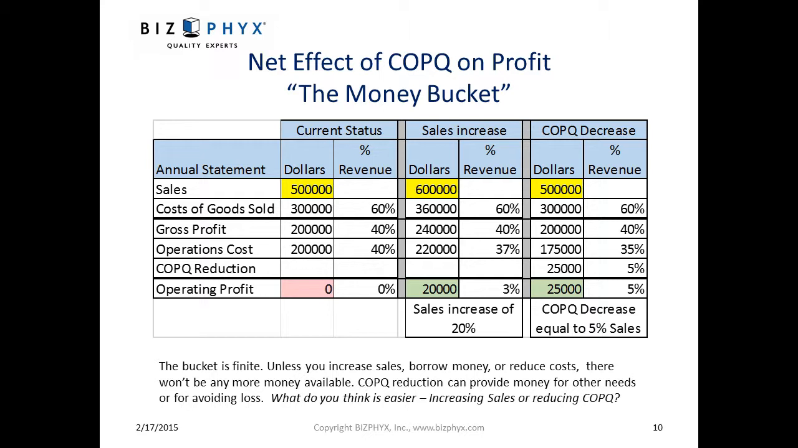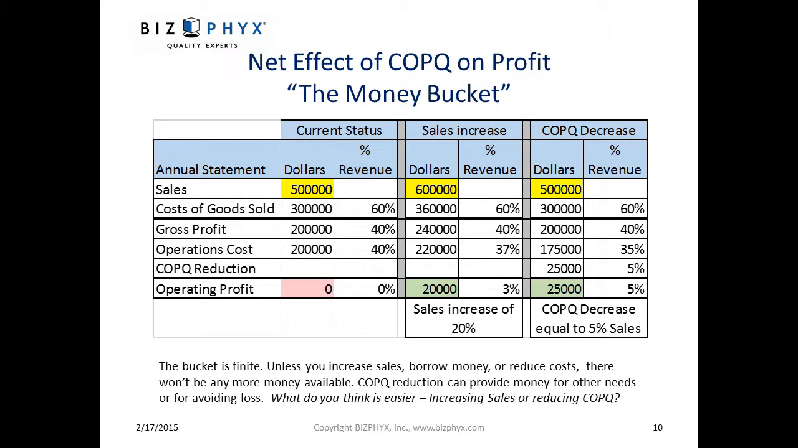So let's figure out how we can improve our profitability. Well, one way is to increase our sales. What if we could increase our sales by 20%? Let's take a look at how the numbers work. In the middle column, we're going to increase sales by 20%, so we're going up to $600,000 of sales revenue. Our cost of goods sold has to increase proportionally at 60%, so that's $360,000. Gross profit is now $240,000.